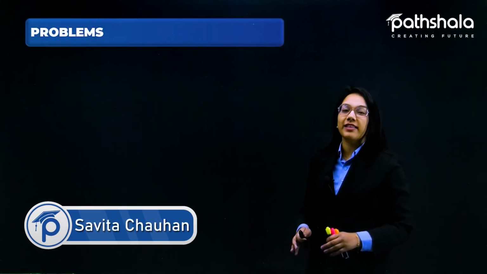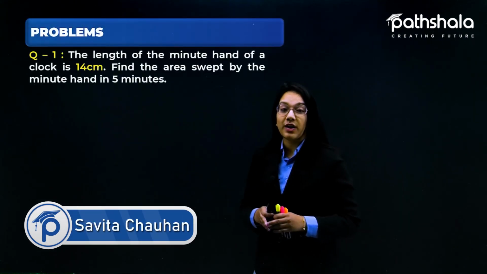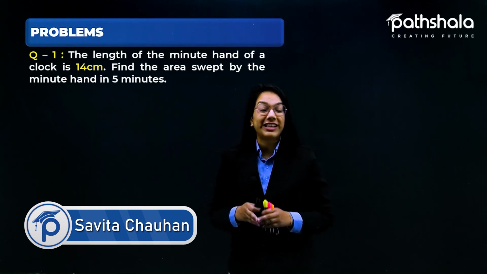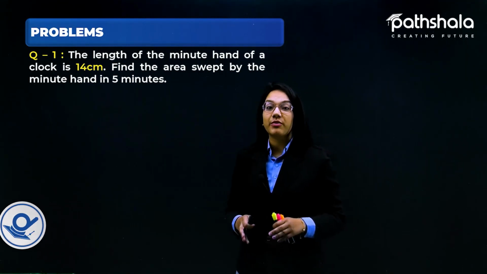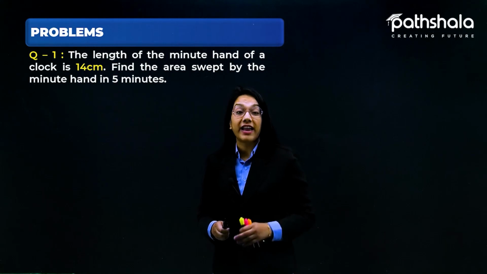Now let's move on further towards the problems. Question number 1: the length of the minute hand of a clock is 14 centimeter. Find the area which is swept by the minute hand in 5 minutes.